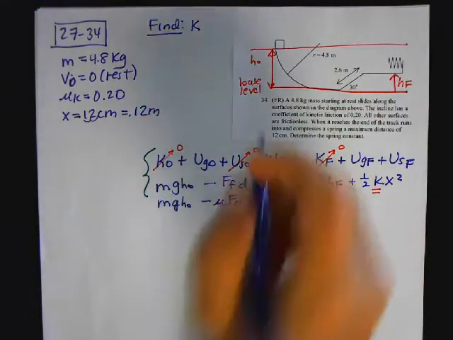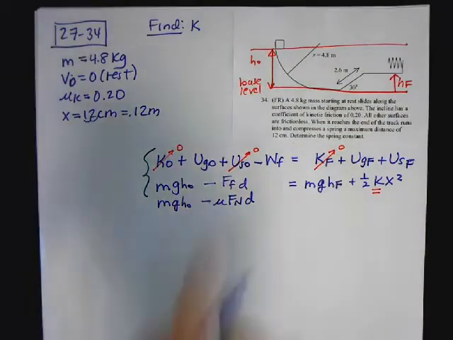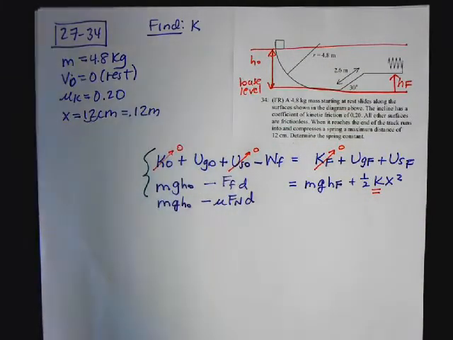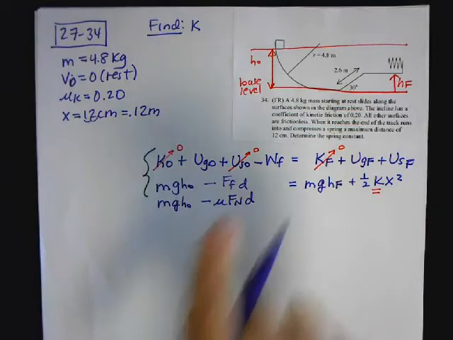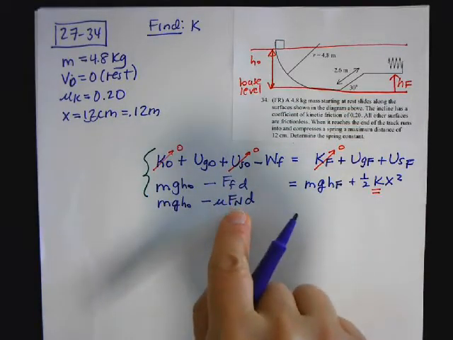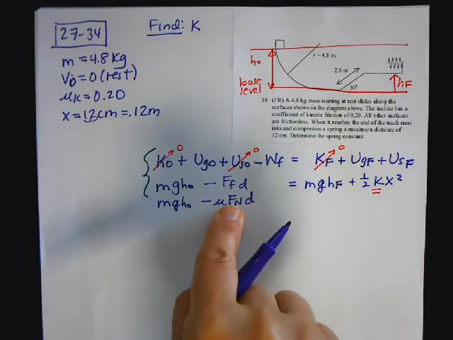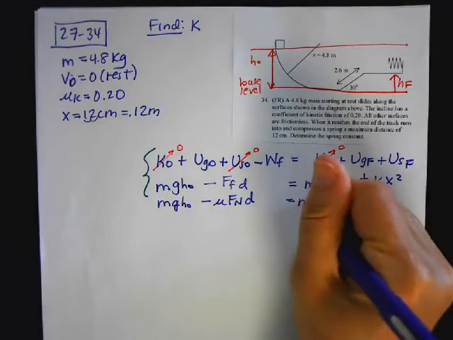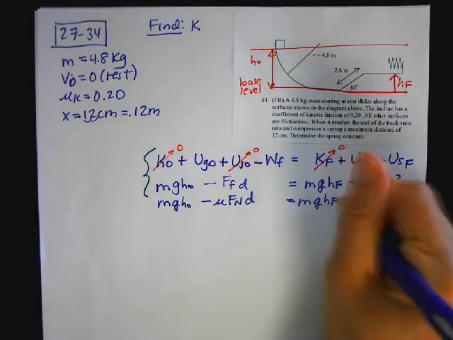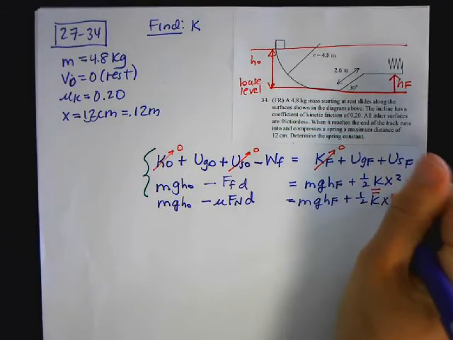Why am I doing this? Because if someone is grading this, they need to follow what I need to do. So if there's a point that says, well, you need to say f of f is mu times f of n, can they see that in my work? That I know that mu is equal to f of n? Yes. So that's equal to mghf plus 1/2 kx squared.